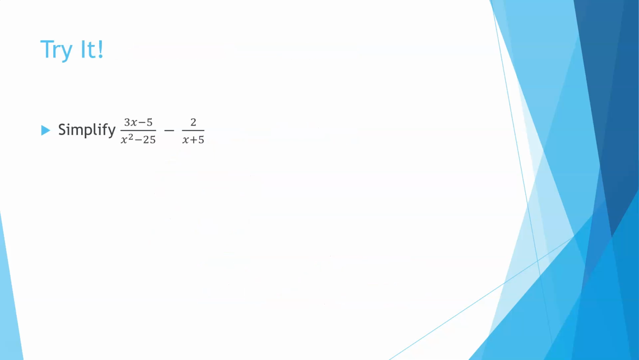Okay, I want you to take a second and try subtracting 2 fractions on your own. Remember to factor the denominators first, and don't forget that x squared minus 25 is an example of a difference of perfect squares. So pause the video and try this one, and then come on back to check your answer.